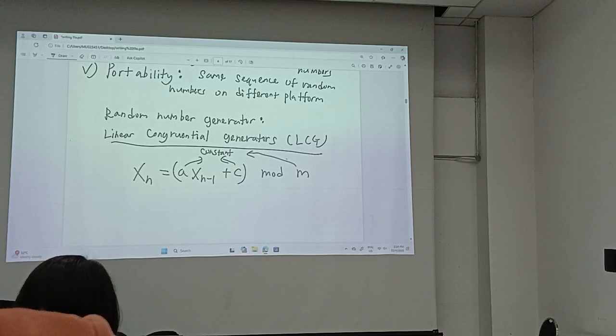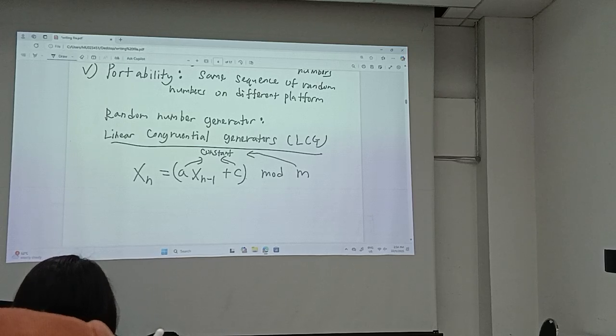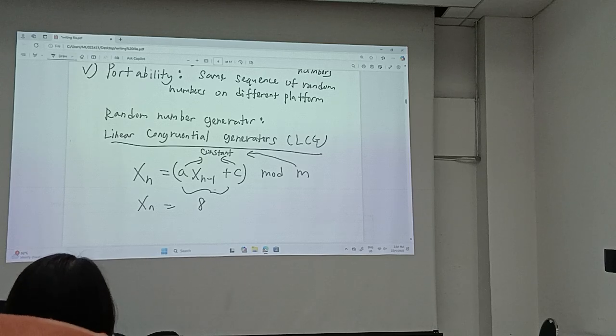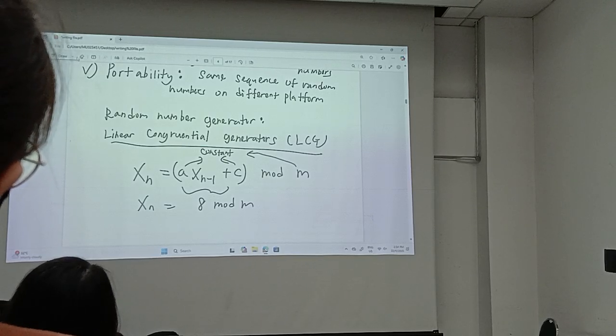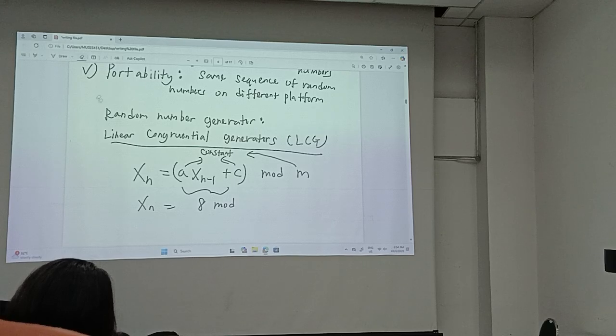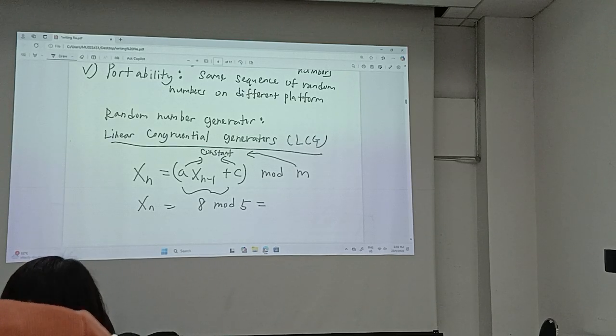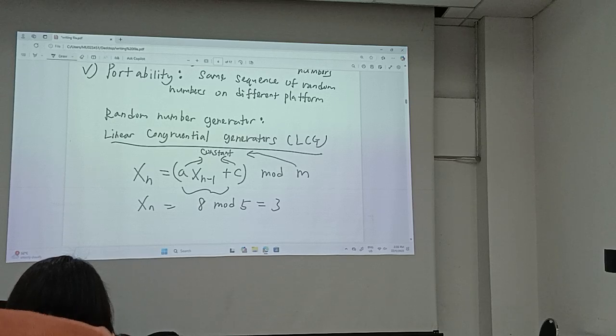This modulus here, what does it mean? For example, let's say this part equals 8, mod M, and let's say M equals 5. This modulus means we take the remainder. So 8 divided by 5, what's the remainder? Yes, 3. Which means we use the remainder as a random number.